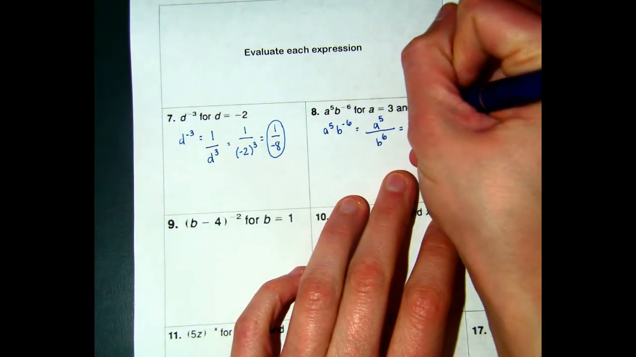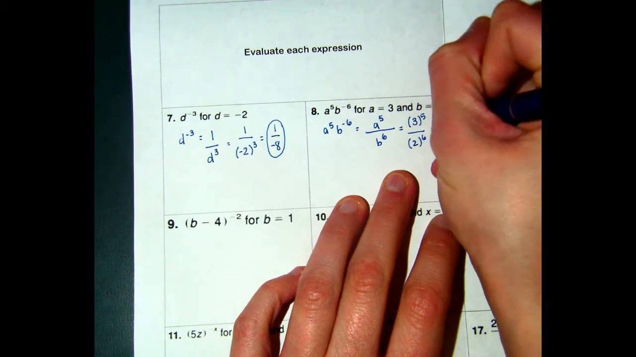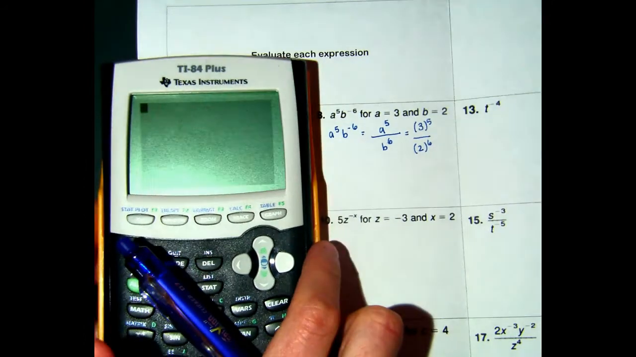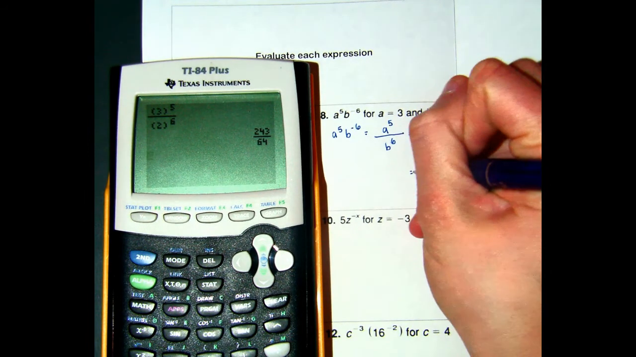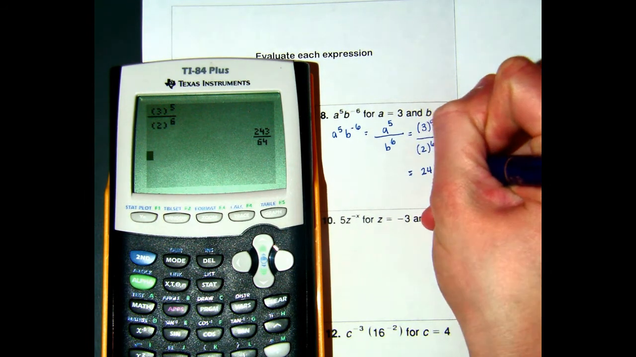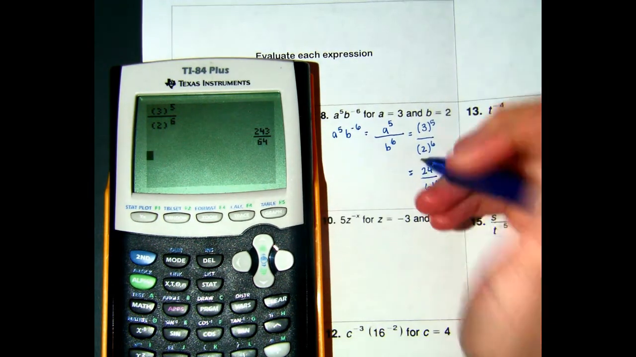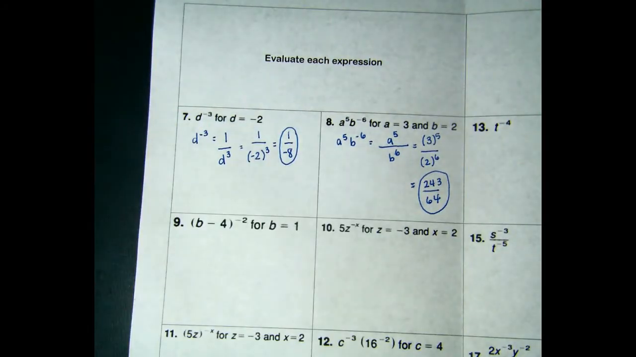I'm then going to plug in a 3 for a and a 2 for b. I'm then going to plug that in my calculator to simplify it. I'm going to go ahead and just do it all at once in a fraction. So 3 to the fifth, 2 to the sixth. That does give me a rather large fraction, 243 over 64. The calculator would reduce it for me, which means this is simplest form, and I do want you to leave it as an improper fraction. So 243 over 64.